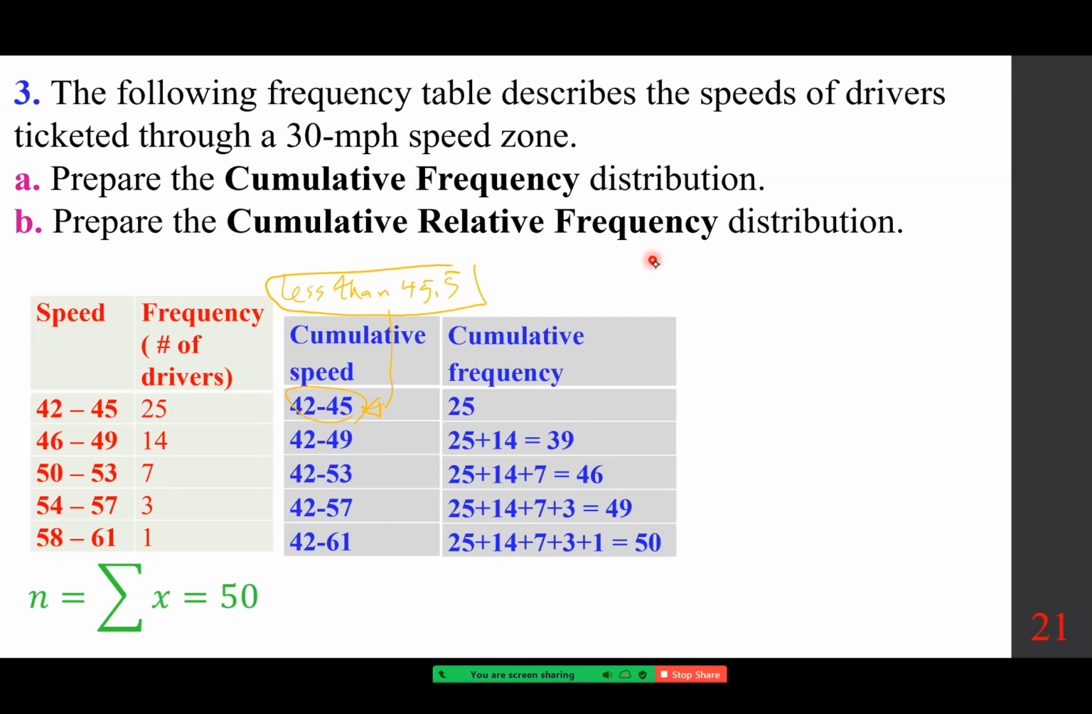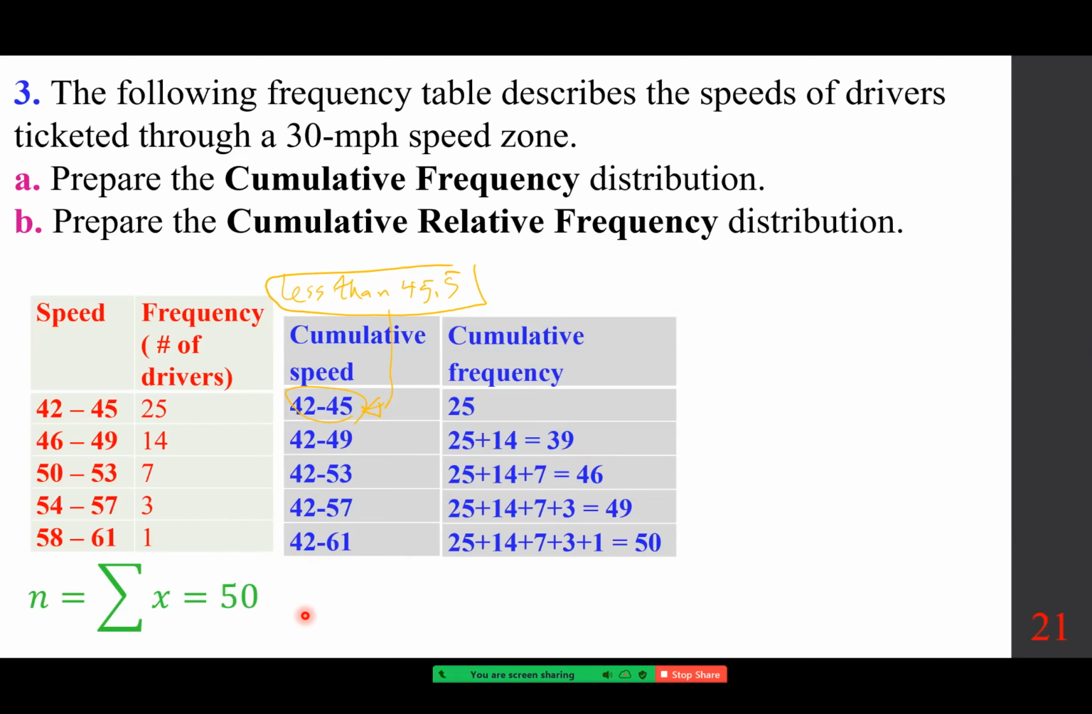It's obvious that the same thing happens here. We are going to divide this column, each and every one of them, by 50. So 25 by 50, 39 by 50, and so on and so forth. So if you have the previous page done, you can simply add up the relative frequencies that we had for those. Either way is fine, but this is pretty exact: 25 divided by 50, 39 divided by 50, and so on and so forth.